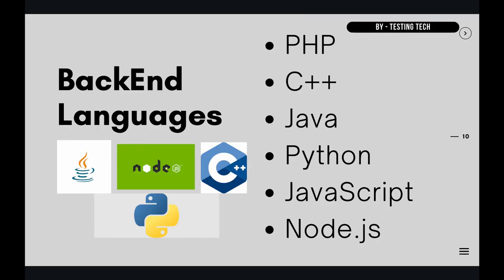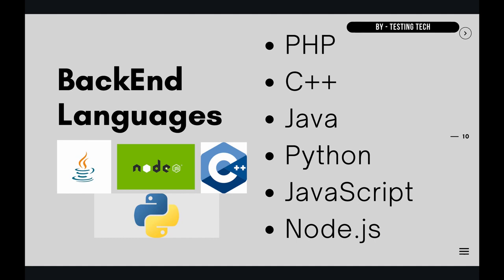C++ is a general purpose programming language and widely used nowadays for competitive programming. It is also used as a backend language. Java is one of the most popular and widely used programming languages and platforms. It is highly scalable. Java components are easily available. Python is the programming language that lets you work quickly and integrate systems more efficiently.